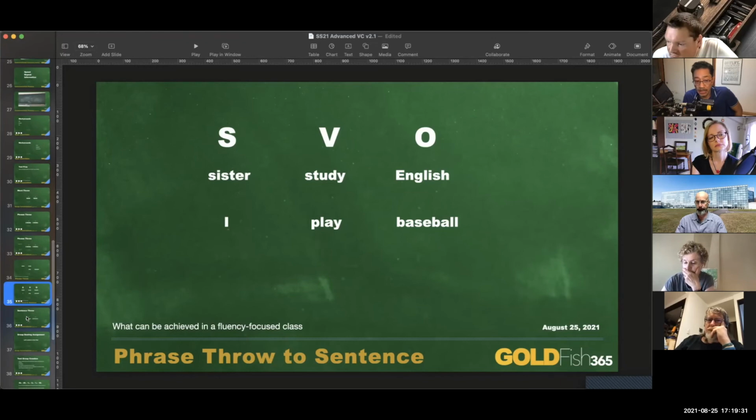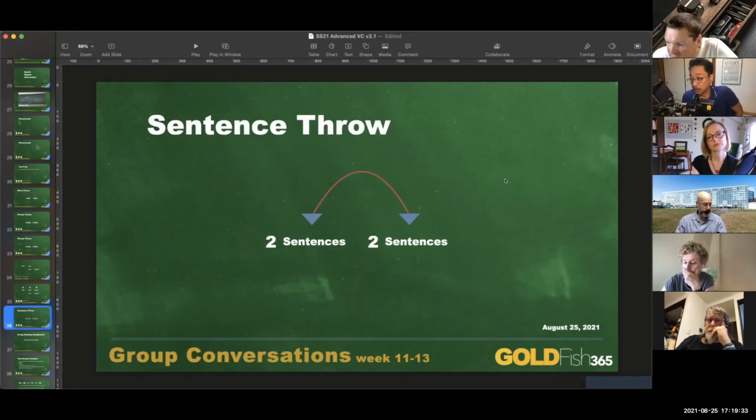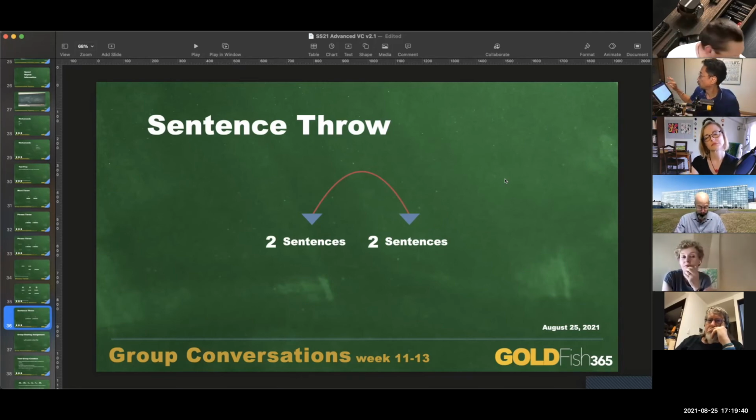Once they get used to sentences, we do double sentence throw. And once you get to double sentence throw in pairs, then I'm going to go over here and show you how to set this up so that they get to the first stage of being able to do this in groups. Okay, back to good nuts.